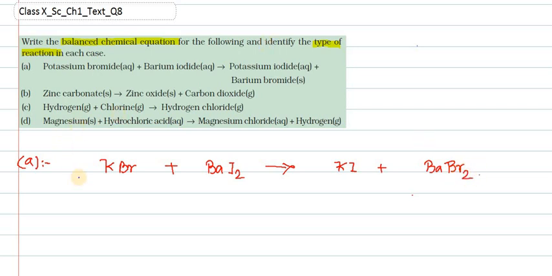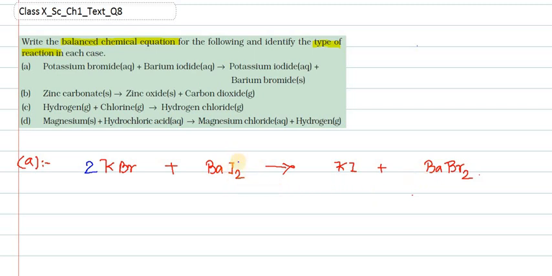On the left hand side we have one potassium and on the right we have one potassium. So K is balanced. On the left we have one bromine, but on the right we have two bromine. So let's make it 2. So we have 2 bromine on the left, we have 2 bromine on the right. Now look at the barium. On the left we have one barium, on the right we have one barium. So barium is balanced.